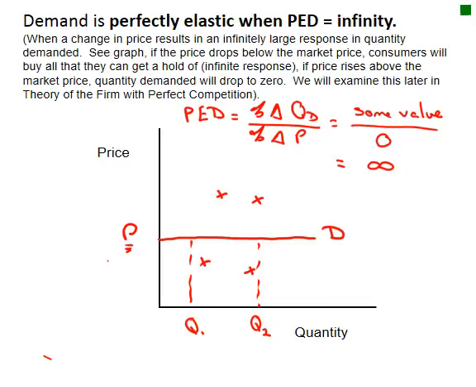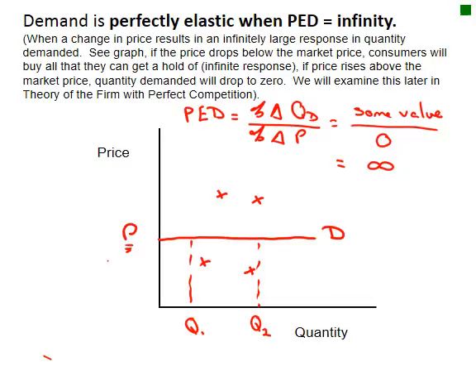Now demand is perfectly elastic when PED equals infinity. So what happens here is that we're going to draw a straight horizontal curve. Call this the demand curve. Here's our price. When a change in price results in an infinitely large response in quantity demanded, if the price drops below the market price, so if the price is down here, consumers will buy all they can get hold of, an infinite response. If price rises above the market price, quantity demanded will drop to zero. Now we're going to look at this more later with theory of the firm and why that is.